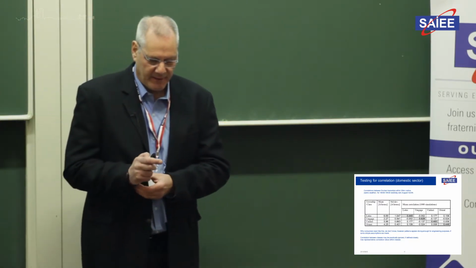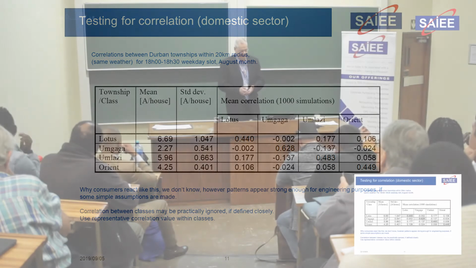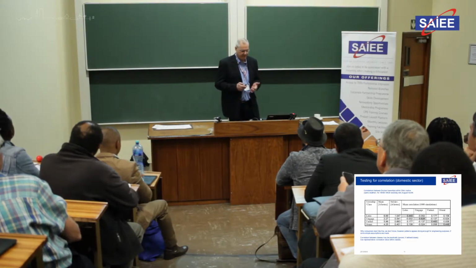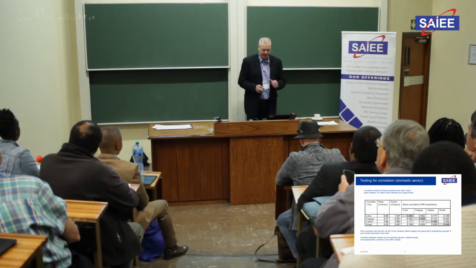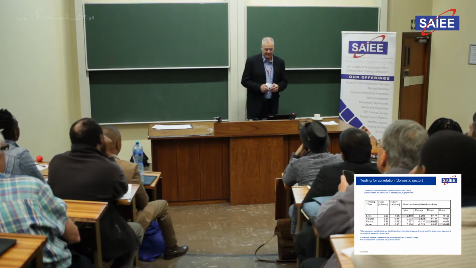However, the patterns are strong enough from our point of view for engineering purposes, and if some simple assumptions are made, then the root of a load class is living here. Correlations between classes we can actually practically ignore. If we're looking at domestic customers, you know domestic customers move appreciably with environmental stimuli, temperature, sunshine, stuff like that. And if we define them closely, we can ignore it. And if we use a representative value of correlation, then we sort it out. We work with the stuff on the diagonal, and we ignore everything which is x to y.